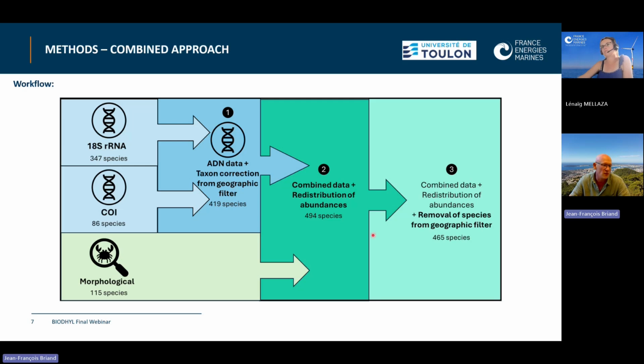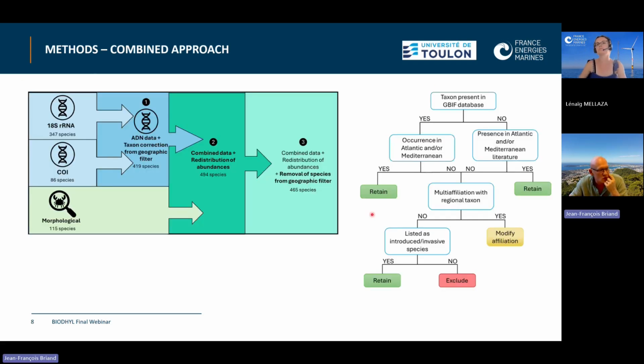The last step was to verify that the taxonomic affiliations we get are coherent with the samples. I don't want to go into details once more, but we have some patterns like that to decide the best way to retain a taxonomic affiliation, depending on the database and also the presence or not of invasive species. And I will come back to this issue.